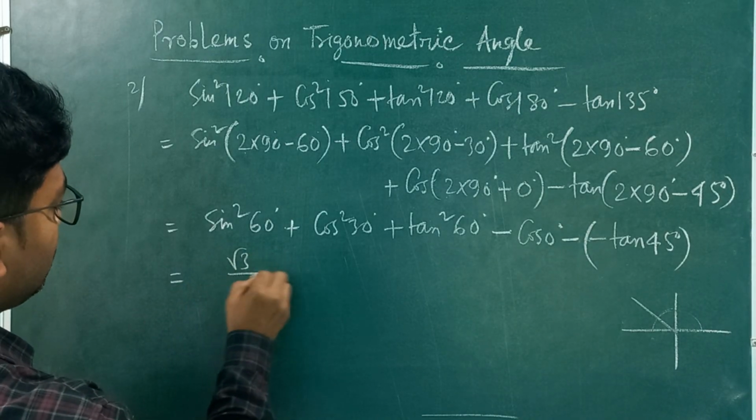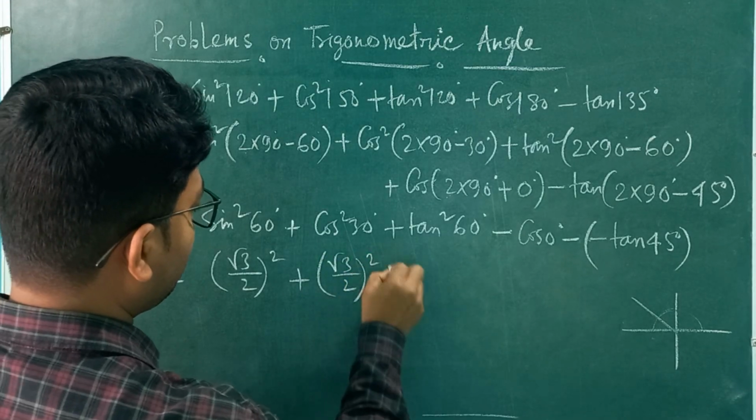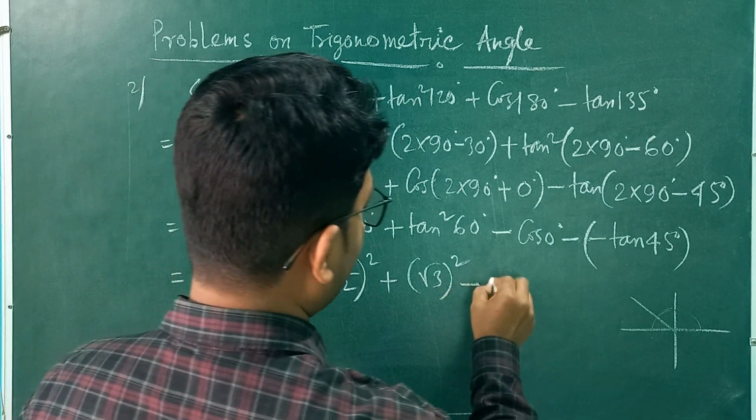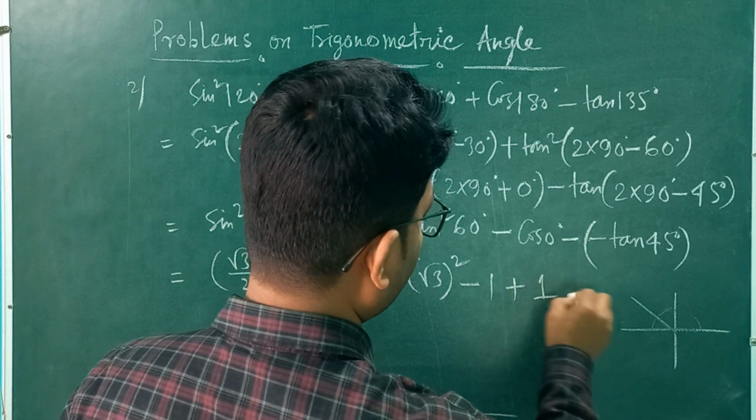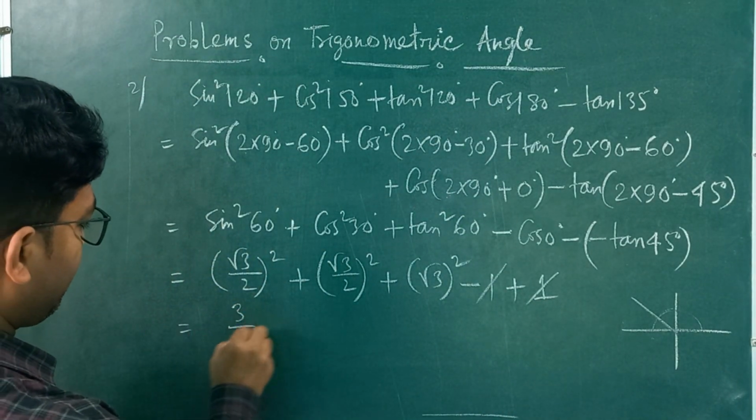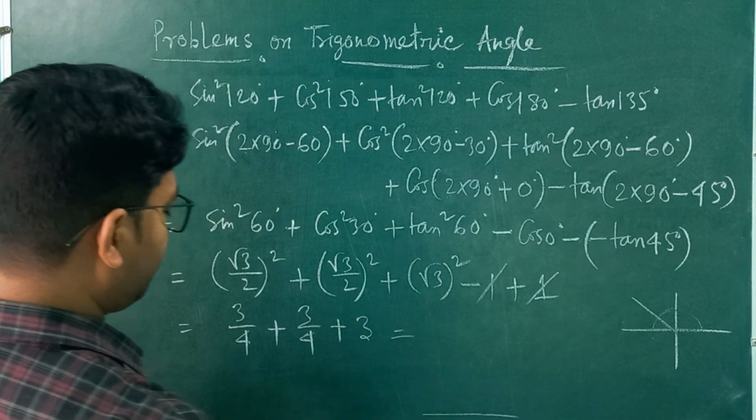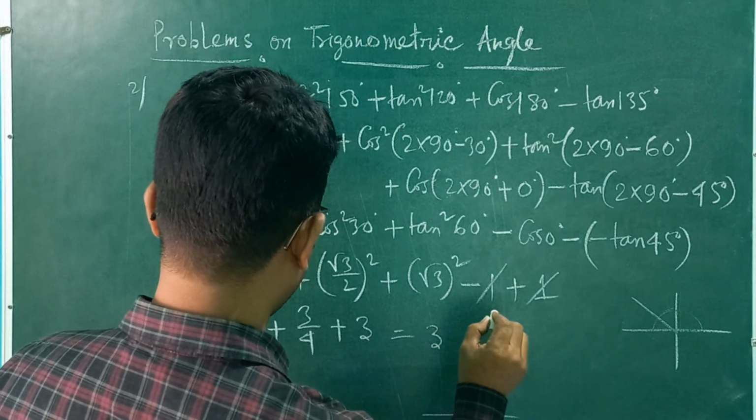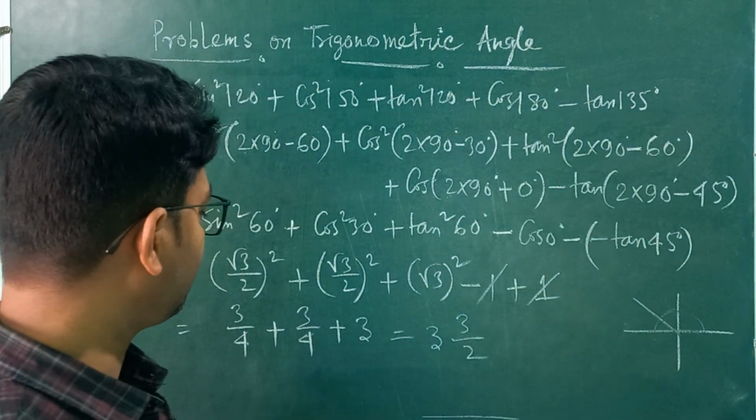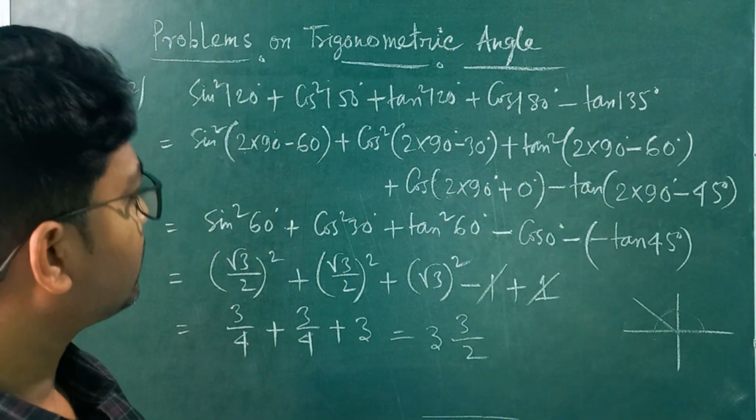Now write the values. Sin 60 means root 3 by 2, cos 30 means root 3 by 2, tan 60 means root 3, cos 0 means 1, this will be plus, tan 45 means 1. So plus 1 minus 1 cancel, 3 by 4 plus 3, that is 15 by 4. This 3 by 4 plus 3 gives our answer.